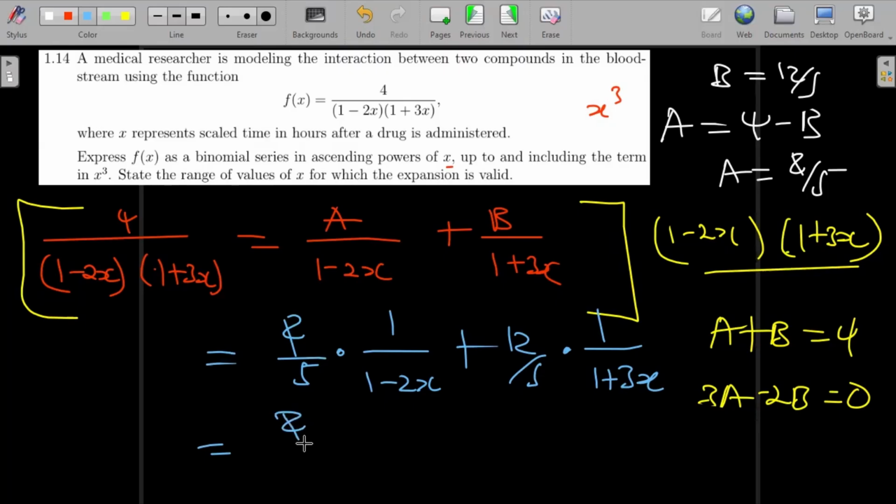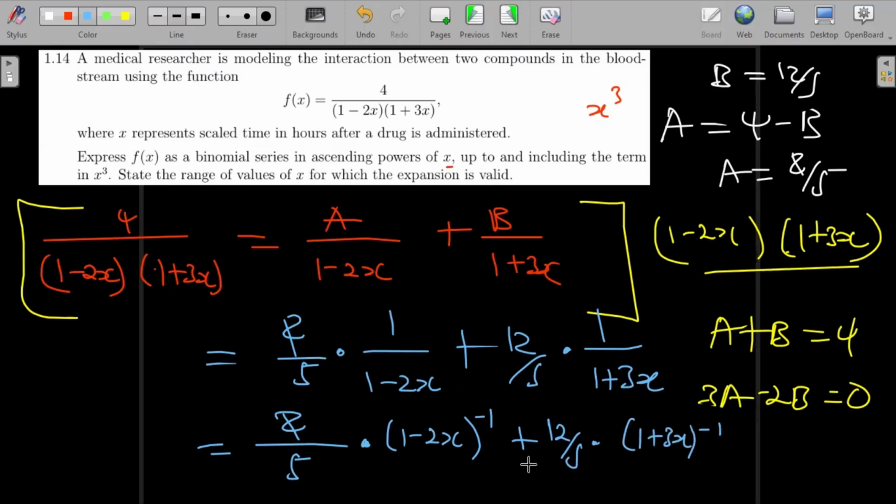So we have 8 over 5 multiplied by this part here. Now this part here, I can write it as 1 minus 2x to the power minus 1, plus this one, 12 over 5 multiplied by 1 plus 3x to the power minus 1. Okay, so now we can expand this part and this part using the binomial theorem.